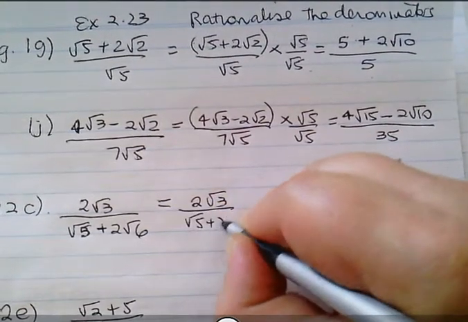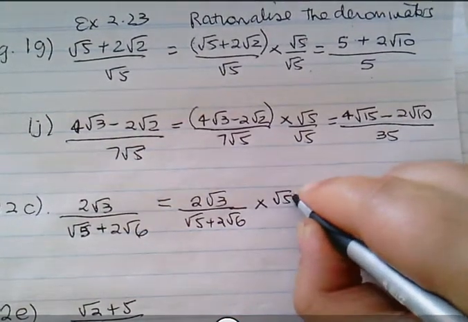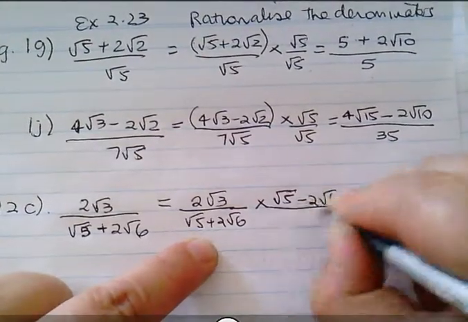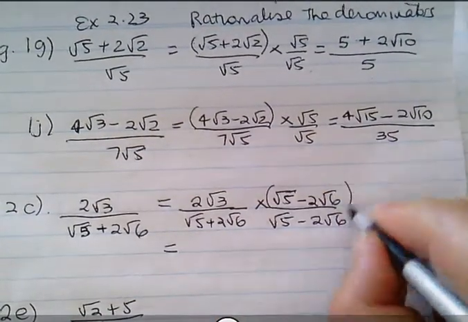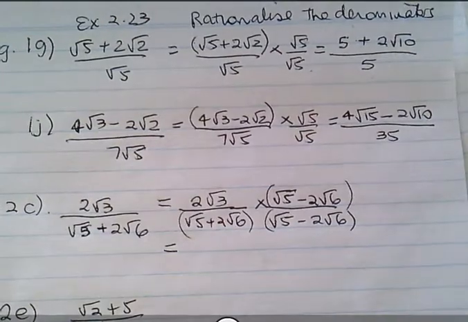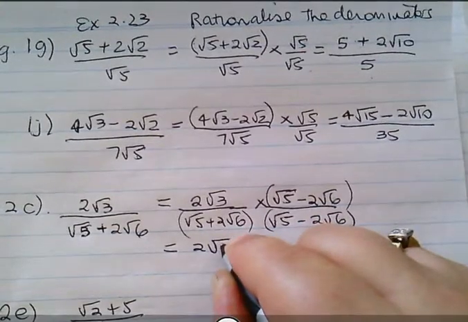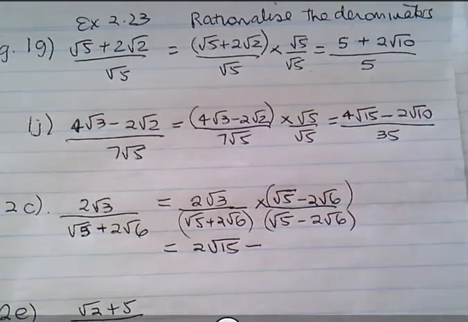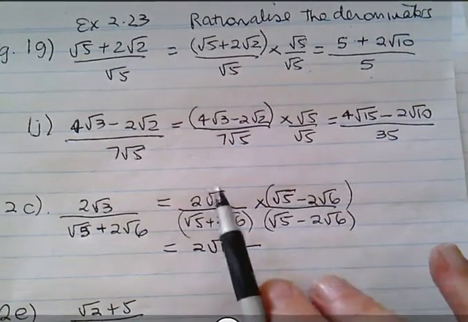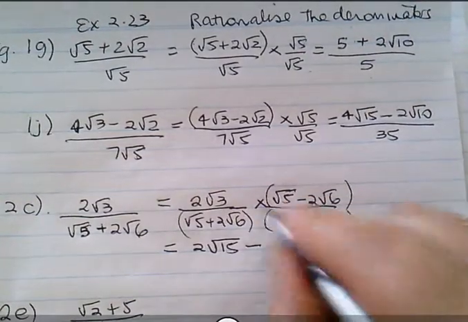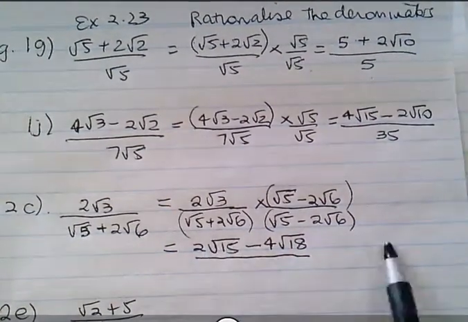What do we multiply by? The conjugate surd of the denominator, which is root 5 what? Minus 2 root 6 over root 5 minus 2 root 6. Now that equals, I'm going to put brackets around anything that is not a single surd. 2 root 3 times root 5 is 2 root 15 minus, now we're going to have to do some simplifying. 2 times 2 is 4. Root 3 times root 6 is root 18. So it's 4 root 18 over, all right, difference of 2 squares here now.